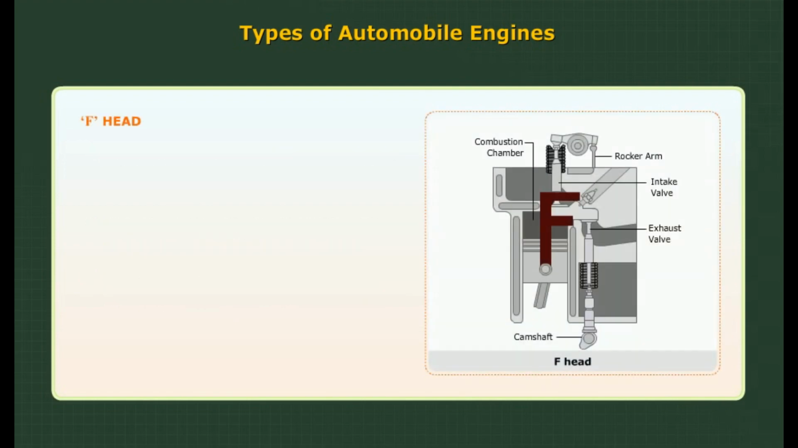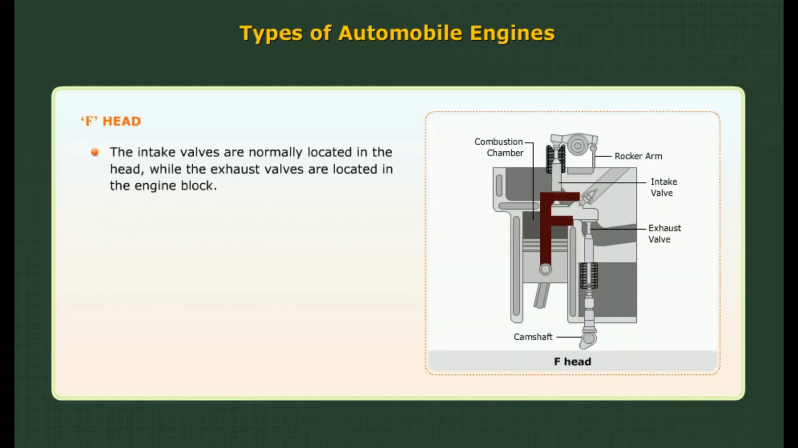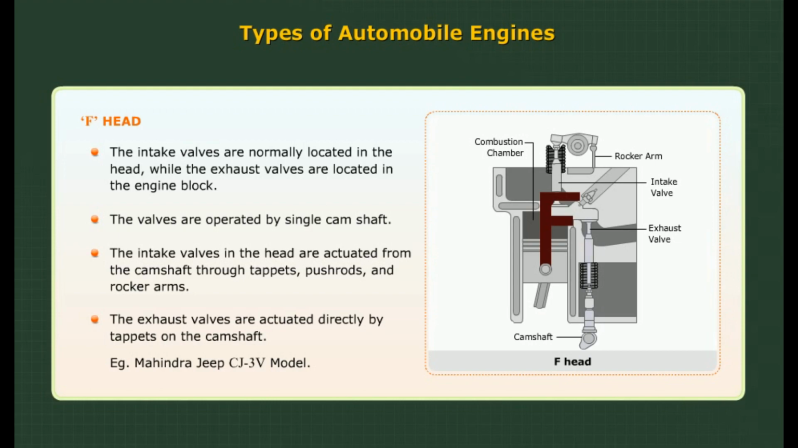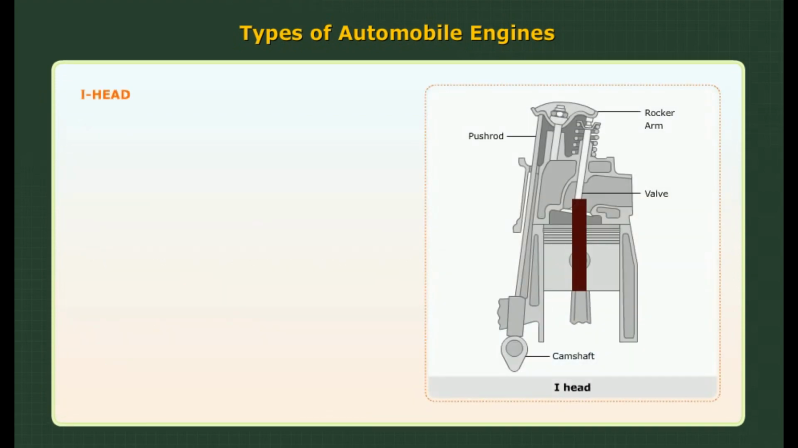Example, Ford. F-head. The intake valves are normally located in the head, while the exhaust valves are located in the engine block. The valves are operated by single camshaft. The intake valves in the head are actuated from the camshaft through tappets, push rods, and rocker arms. The exhaust valves are actuated directly by the tappets on the camshaft. Example, Mahindra Jeep CJ3V model.